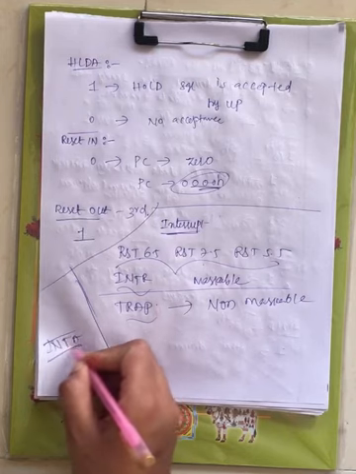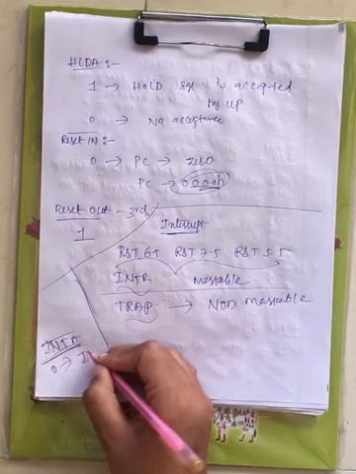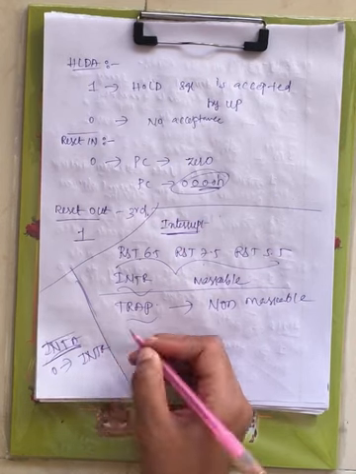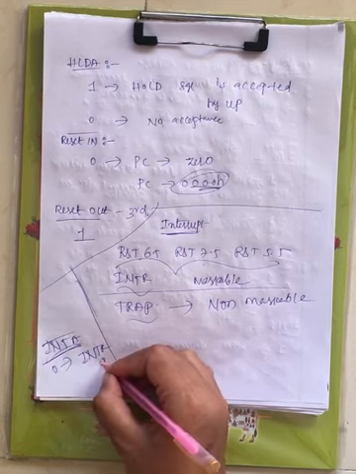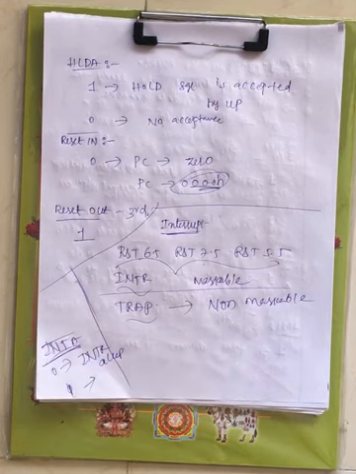Now INTA bar is the interrupt acknowledgement signal. When it is 0, the interrupt is accepted. When it is 1, the interrupt is not accepted by the processor.